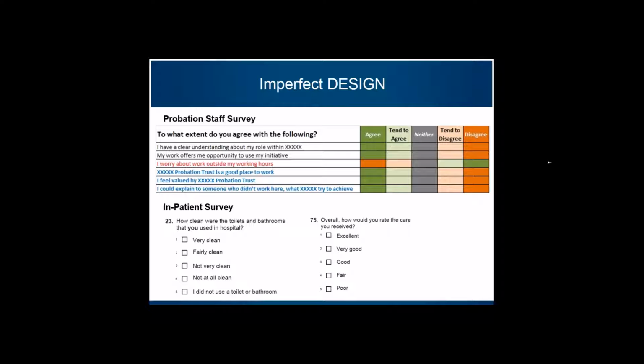Alternatively, mix up the sentiment, positive and negative. Now, that will force people to stop and think, and it will take them longer to fill out. Both options are okay, in my opinion.